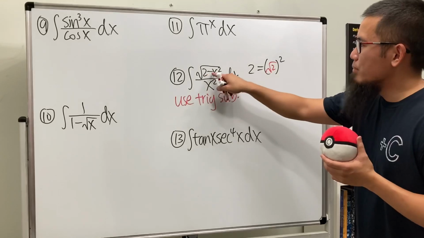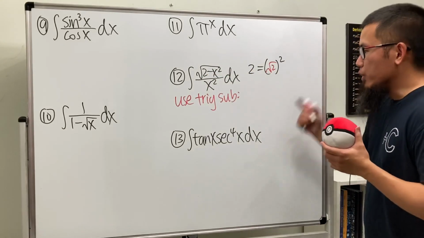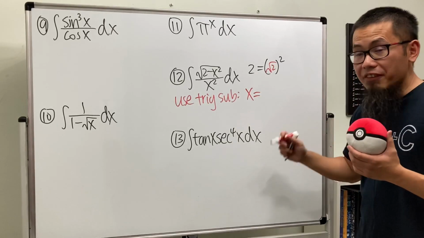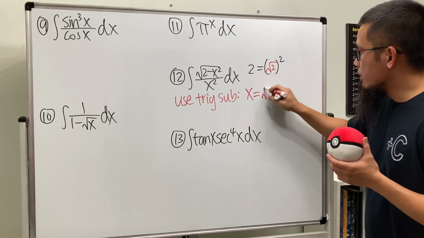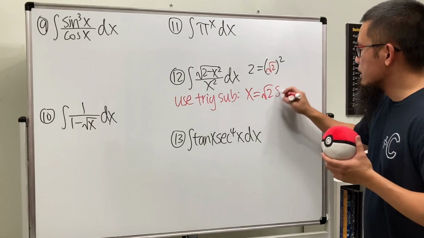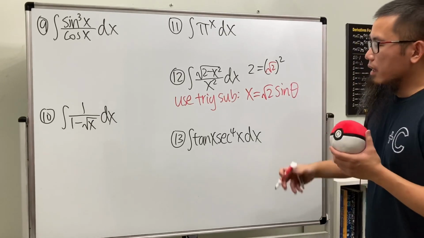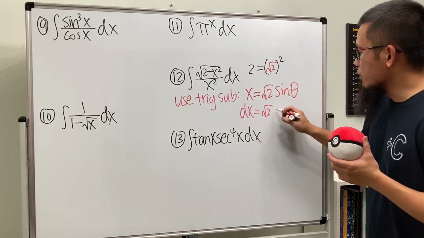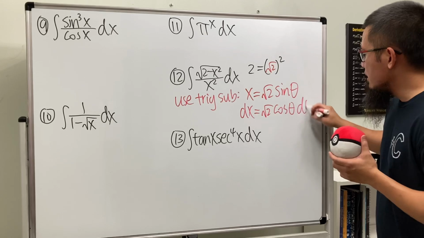When we have a number minus x squared like that, we use sine. So we are going to let x equal the a value, which is the square root of 2. All right, and then we use sine theta. And right here, of course, do the usual business, differentiate this real quick. The derivative of this is square root of 2 cosine theta d theta.